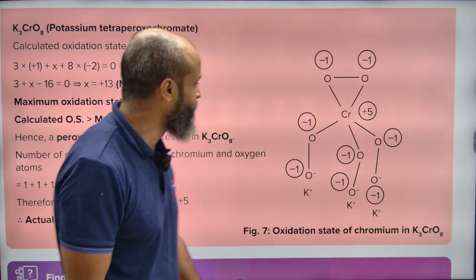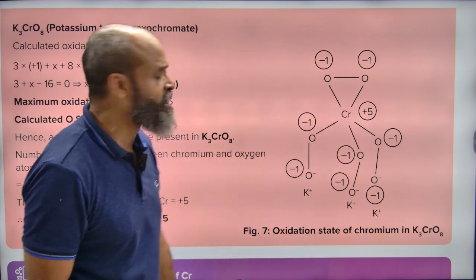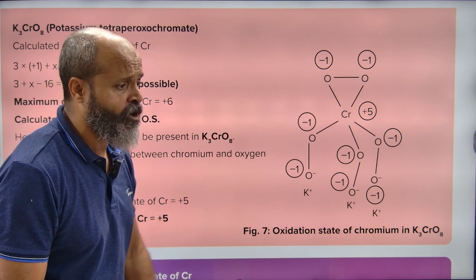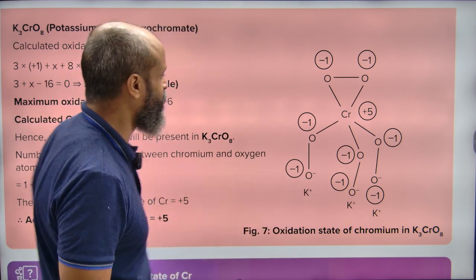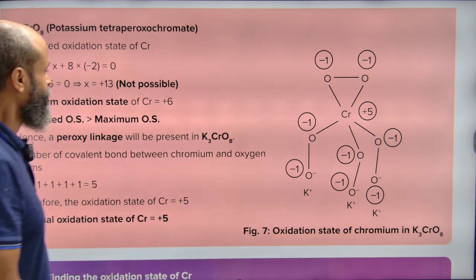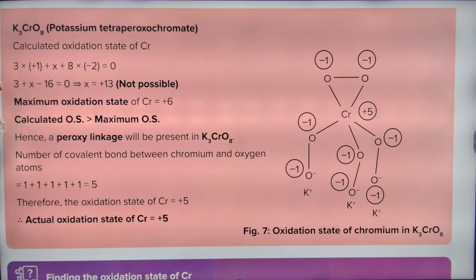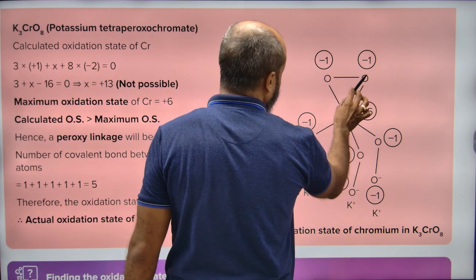So here we have chromium, 5 oxygens, 1, 2, 3, 4, 5. Obviously all of them are giving a total oxidation state of, sorry, +5 to chromium. So it gives a total oxidation state of +5. Now how many oxygens are we left with? We are left with 3 oxygens.